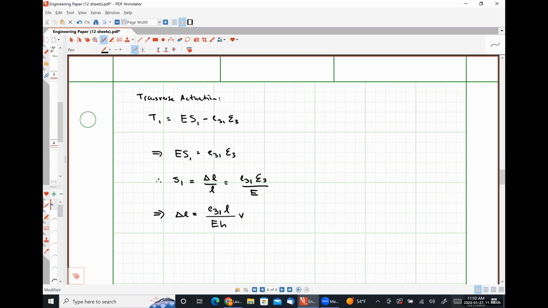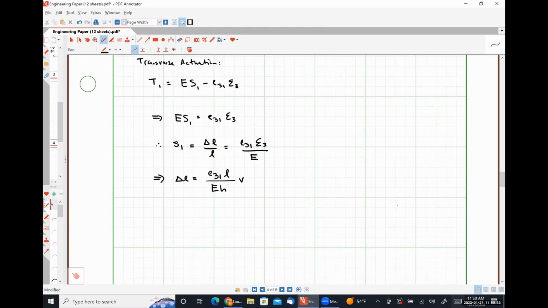Right. So now we do have a presence of the geometric properties of our transducer influencing our displacement, right? So how do we maximize our displacement? We make sure that L over H is really large. We make really long actuators. We can derive a piezoelectric force for this type of actuation as well.